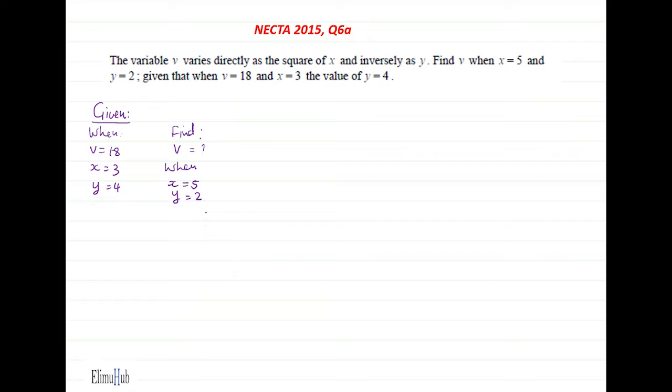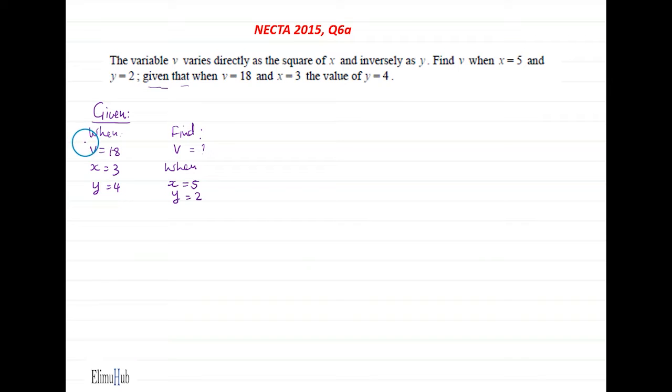This is from the direct and inverse proportion topic, which is relevant to NECTA students, GCSEs and IGCSE. So the question says the variable v varies directly as the square of x and inversely as y. Find v when x is 5 and y is 2, given that when v is 18, x is 3 and y is 4.